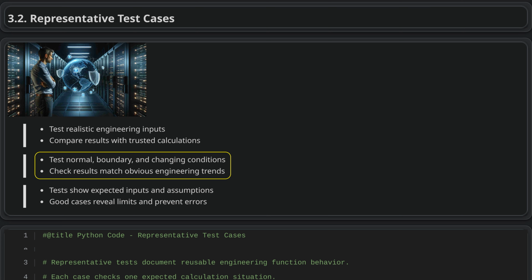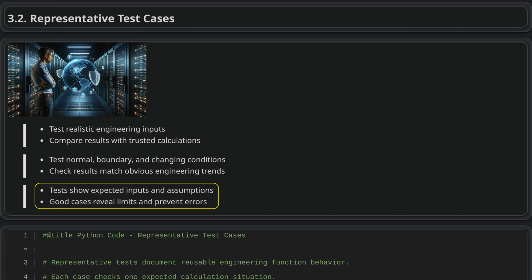Good test cases should cover normal use, boundary conditions, and situations where expected behavior clearly changes. This helps confirm that a function works under typical inputs, near its limits, and in cases with obvious outcomes, such as higher density producing higher mass flow when volume flow stays constant. If results contradict basic expectations, such as heat duty decreasing when the temperature difference increases, the issue should be investigated right away.